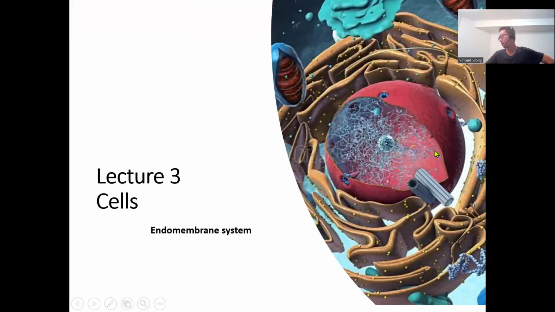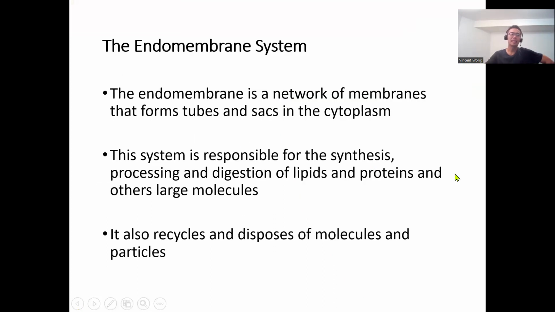We're gonna move on to the endomembrane system next. We're almost there. I think we might even be done a little bit earlier than 2 o'clock. So let's look at the endomembrane system. This is a network of membranes that forms tubes and sacs within the cytoplasm. Working together, they will help produce, process, and digest things like lipids and proteins.